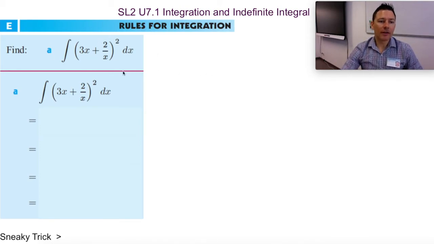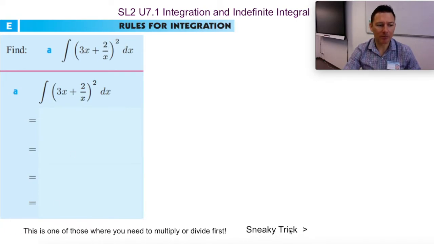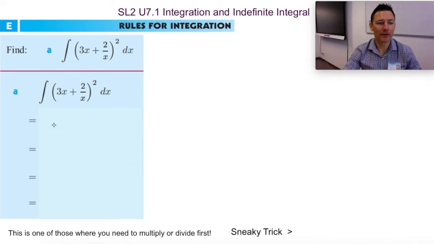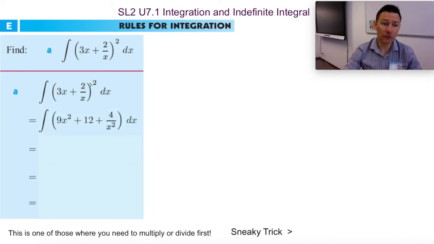If we want to integrate this, this is sort of like the chain rule. The sneaky trick is that we need to multiply this out first. So first of all, square this: 3x plus 2 over x times itself. FOIL or binomial multiplication, whatever you want to call it. And we get this, and now we're in business.